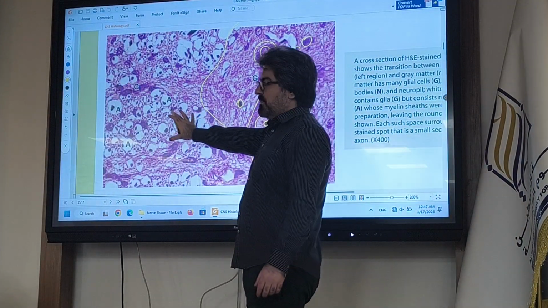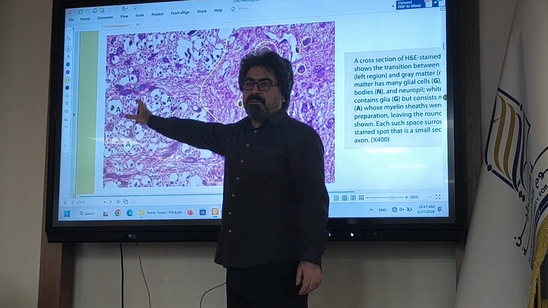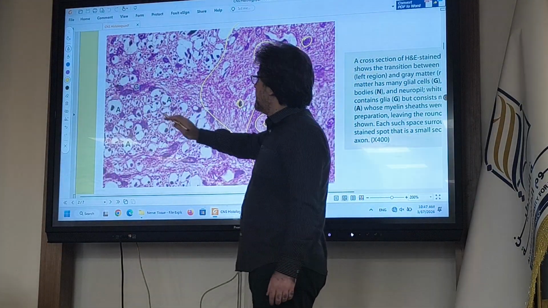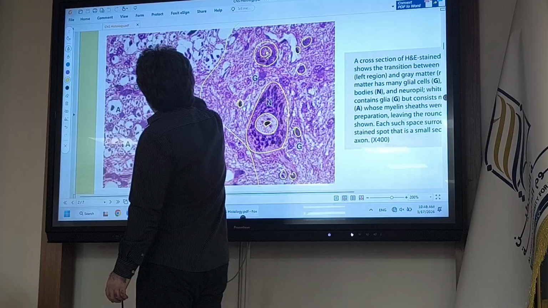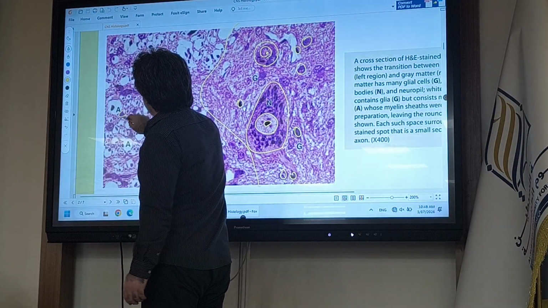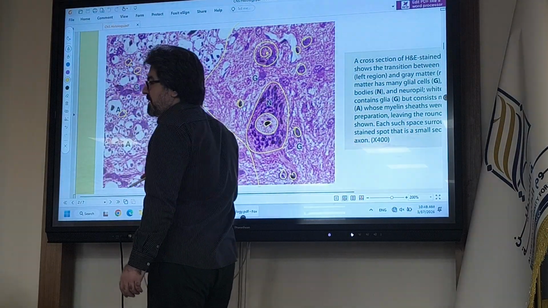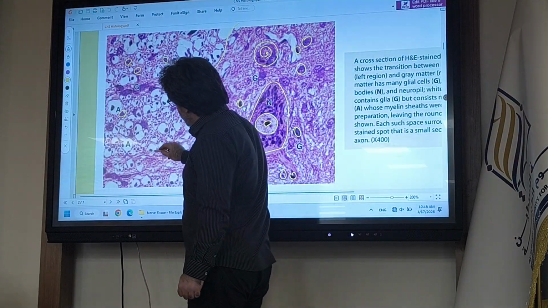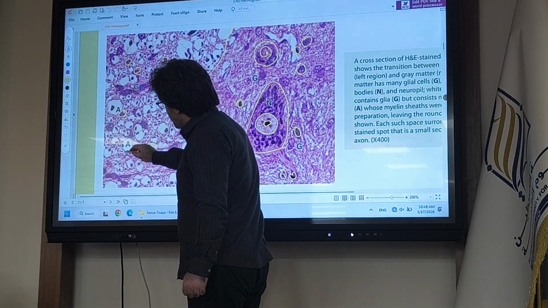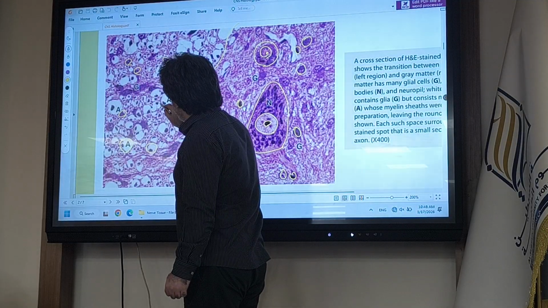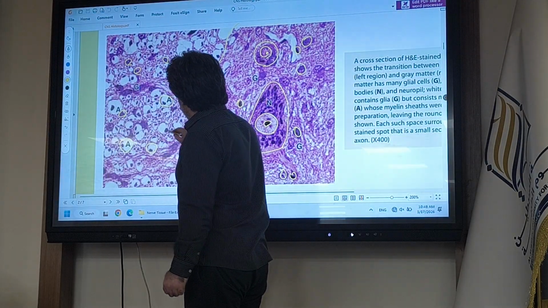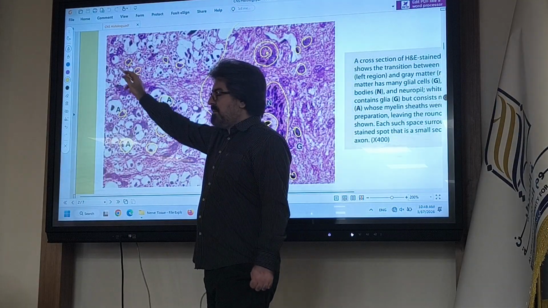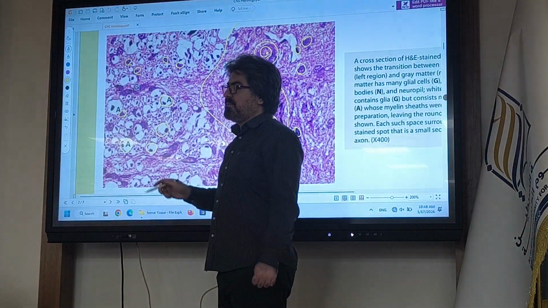Now look at this part. Is there any neuron here? No, there is not any neuron here. You can see some glial cells. These are glial cells, and these sections are from axons.